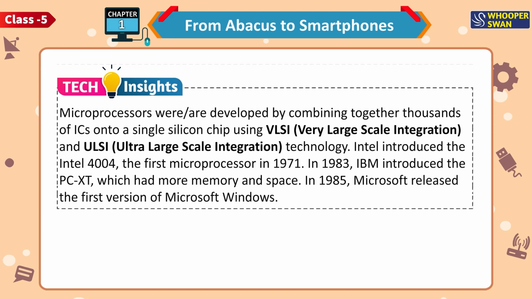Tech Insights: microprocessors were developed by combining together thousands of ICs onto a single silicon chip using VLSI, very large-scale integration, and ULSI, ultra-large-scale integration, technology. Intel introduced the Intel 4004, the first microprocessor, in 1971. In 1983, IBM introduced the PC XT, which had more memory and space. In 1985, Microsoft released the first version of Microsoft Windows.